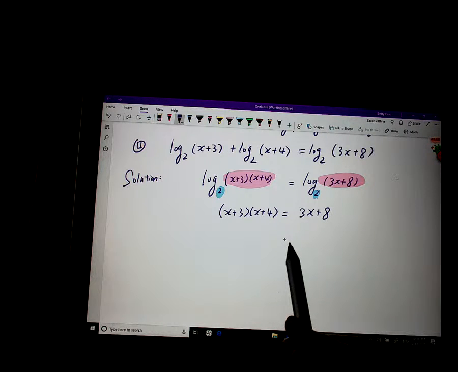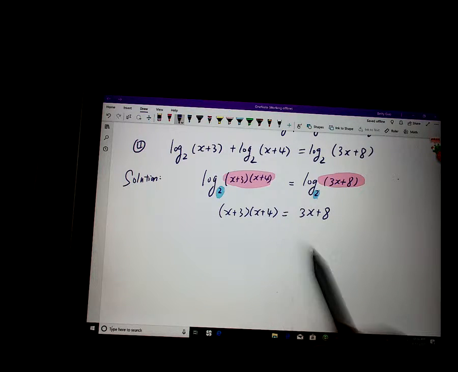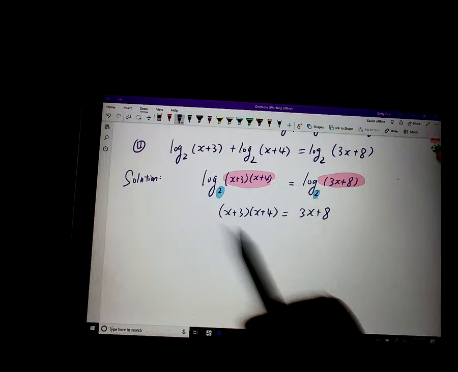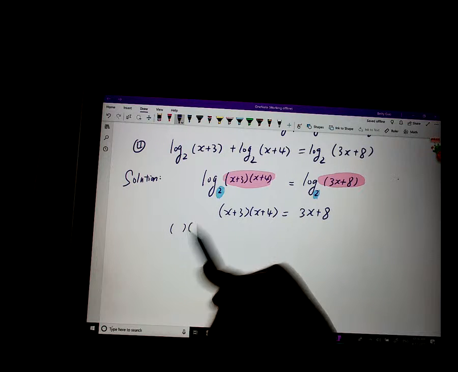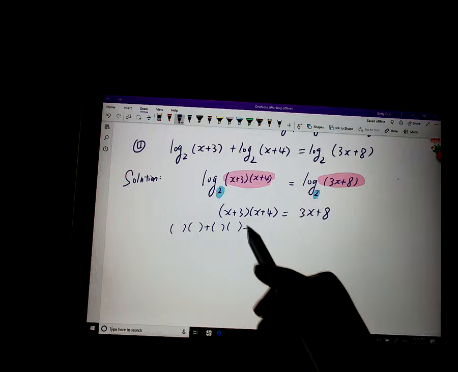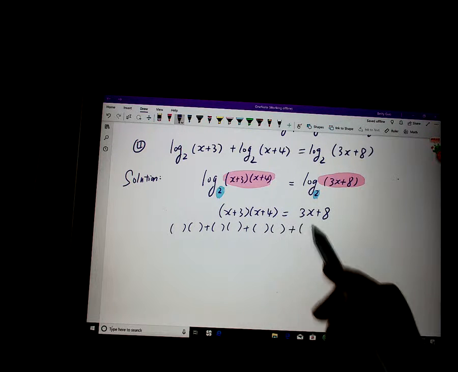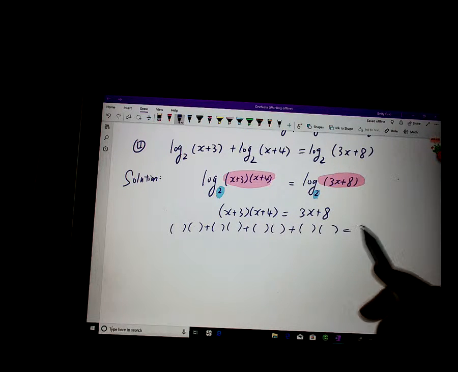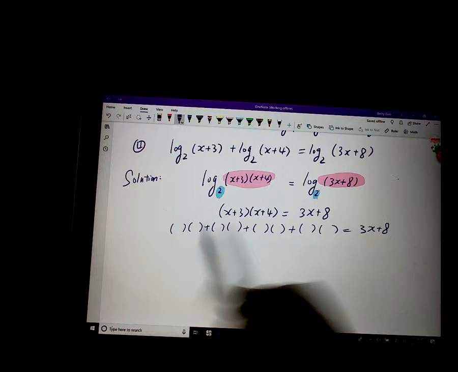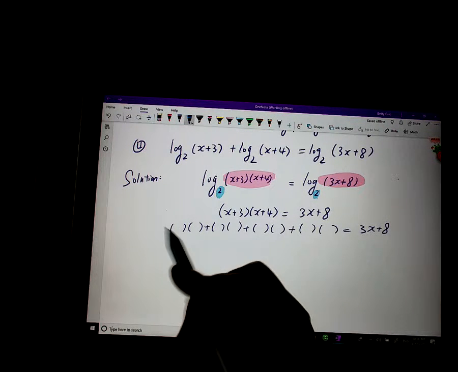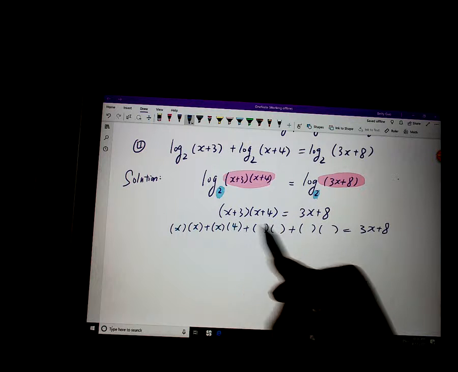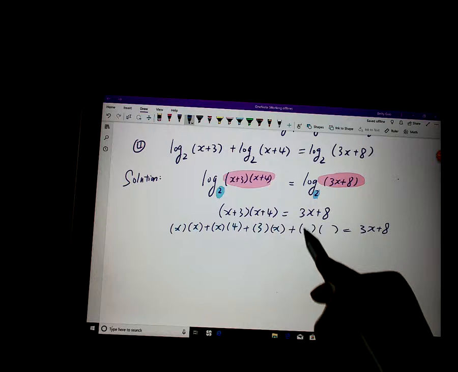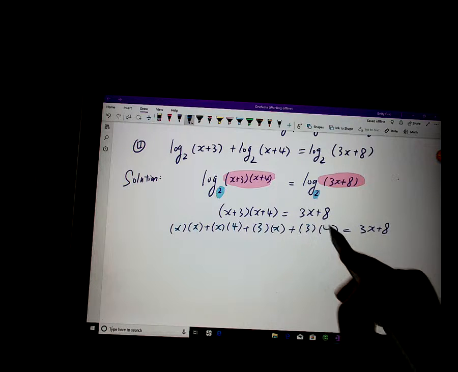Now we are looking at a simple quadratic equation. Let's FOIL here. Let's take time to FOIL, because I don't worry about the first 10 minutes. So let's take time. First, outside, inside, last, equals 3x plus 8. First, x times x. Outside, x times 4. Inside, 3 times x. Last, 3 times 4.